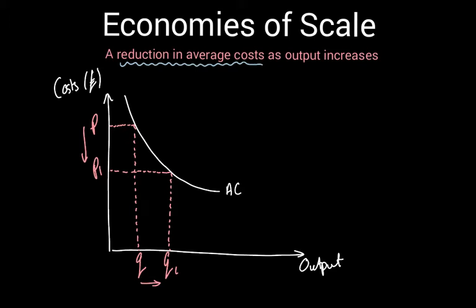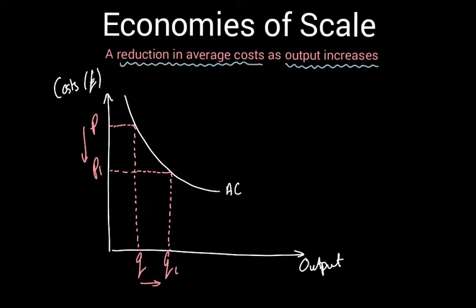The second thing is that it occurs as output increases. A lot of people say the business gets bigger. Again, not properly accurate. Okay, bigger may mean several things. The important thing here is that as output increases. So please remember those two key elements of the definition. Firstly, that it is a reduction in average costs, and it occurs as output increases.